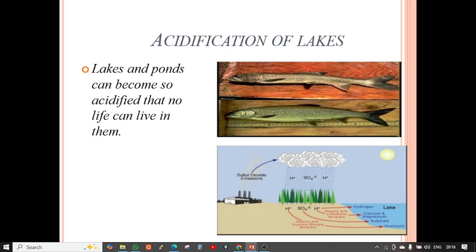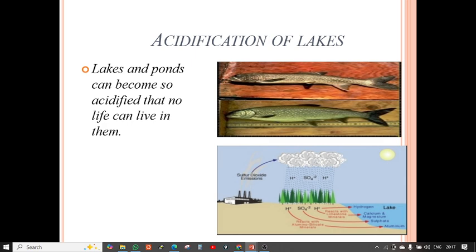For example, all plants and animals live in optimal conditions like optimal temperature, optimal pH, humidity, all these things. So if the acid increases or the acidity increases, indirectly the pH decreases, because the pH scale range is 0 to 7 acidic, 7 is neutral, and 7 to 14 is basic. Obviously the acidity increases while the pH scale value decreases.